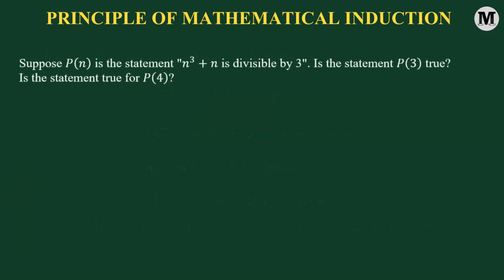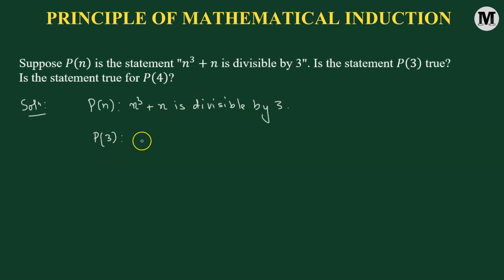So here we are given a statement P of n, and the statement is that n cube plus n is divisible by 3. Now we have to check whether the statement P of 3 is true, and also whether it is true for P of 4. Okay, let us begin. So we have a statement P of n, which is given by n cube plus n is divisible by 3. Now we will check if this is true for n equal to 3 or not.